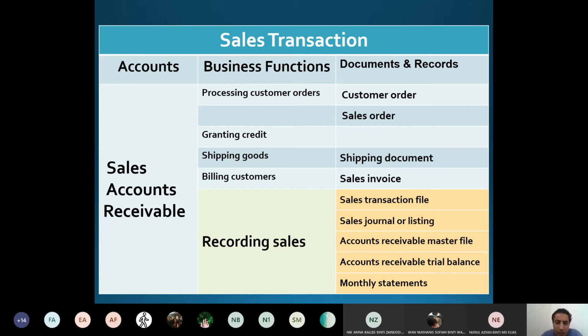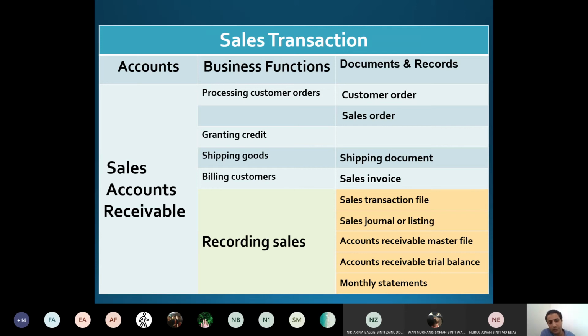And then we need to grant credit. When doing the credit granting process, normally we sign and approve either through the system by clicking approve, or through stamping on the sales order, approved and signed by an authorized person. Then we have the shipment of goods, and in the shipment of goods, we should have the shipping documents. In some countries they call it bill of lading documents.